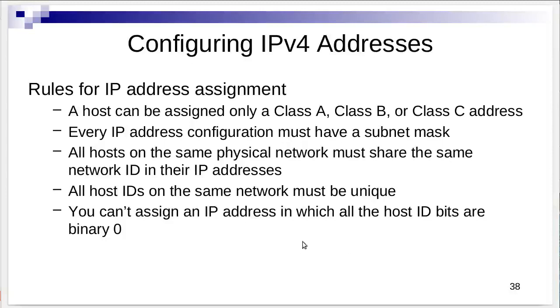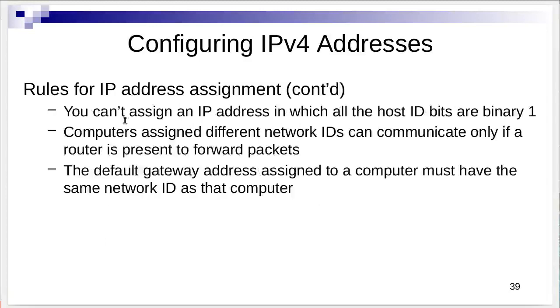You cannot assign an IP address in which all the host ID bits are binary 0, because remember, that is the network ID or subnet ID. Similarly, you cannot assign an IP address in which all the host ID bits are binary 1s, because that is the broadcast IP address. So all 0s not allowed, all 1s not allowed. Okay, so remember that.